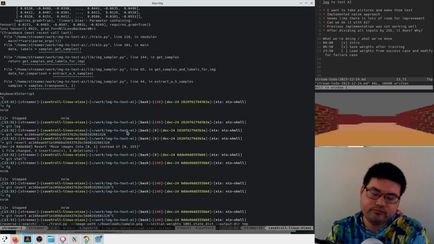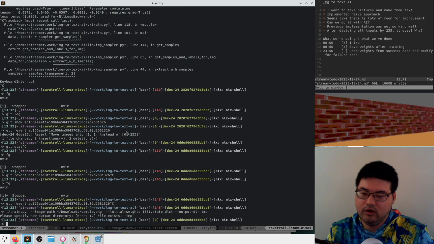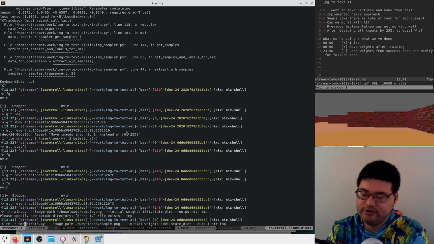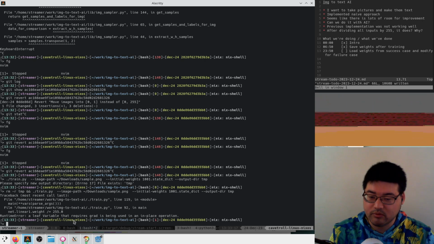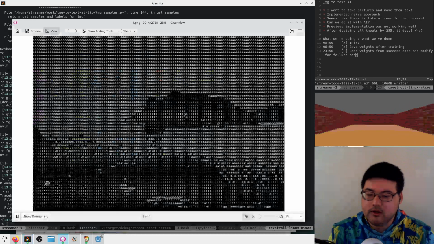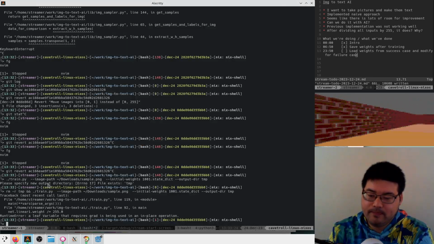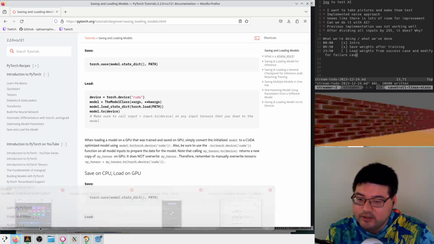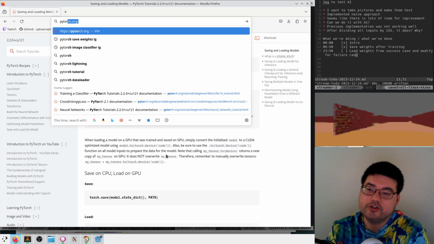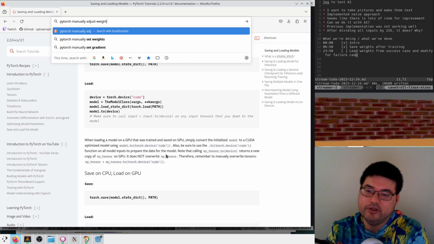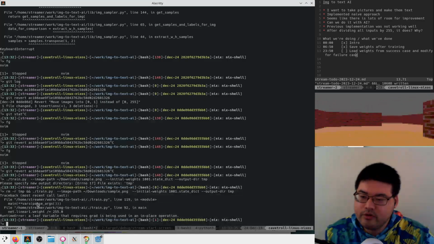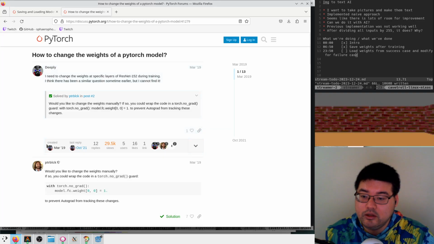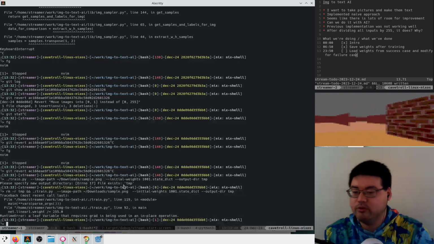We'll see. rm -r temp and this. There we go. Leaf variable that requires grad is being used in an in-place operation. So it doesn't like that. Can I just adjust weights? PyTorch manually adjust weights. Because it's not liking it. Oh, you just say with no grad.